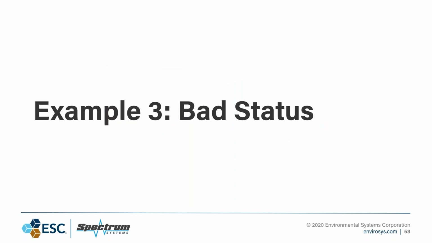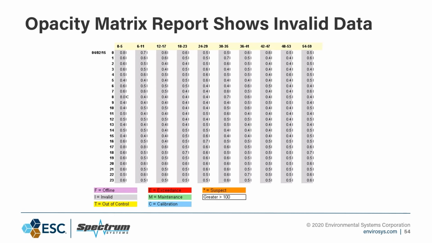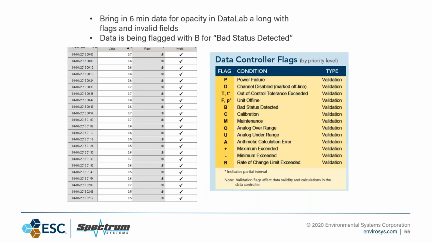Example 3 is bad status. We get a lot of support calls for missing invalid opacity data. And according to this report, it looks like practically every interval is invalid. Bring in the 6-minute data for opacity in Data Lab, along with flags and missing and invalid fields. Data has been flagged with a B status.